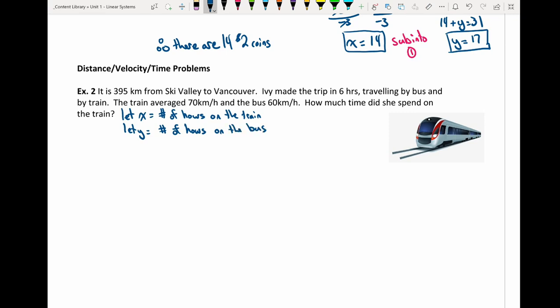And the reason it's a distance, velocity, time problem is that we're going to be focusing on these scenarios, looking at our distance, the velocity, and the time. And this is stemming from, if you think back to science, our distance, velocity, time formula. So distance is equal to velocity times time. And we're going to use that to help us come up with our equations.